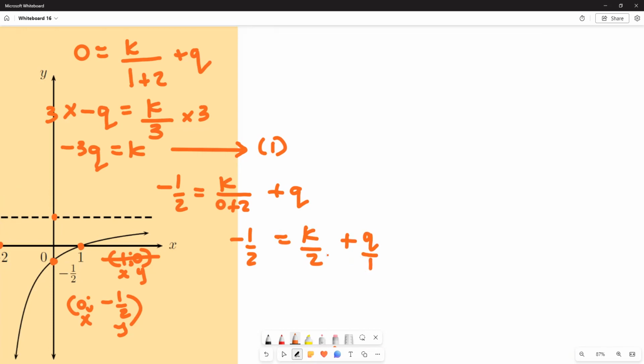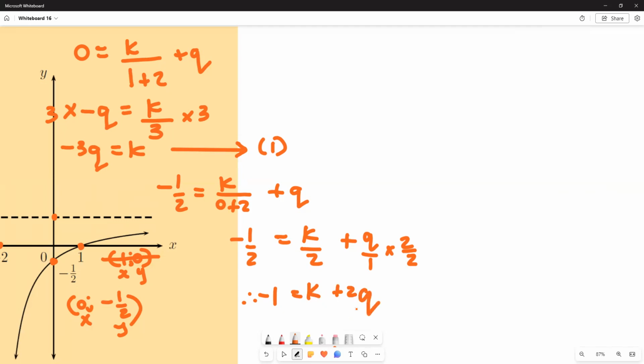Here I'm going to try to make everything over 2 so that the denominators can disappear. So here I'm going to multiply by 2 over 2 so that the 1 will times with that. Then therefore I have -1 equals K plus 2Q.